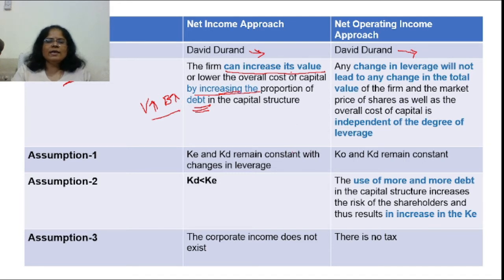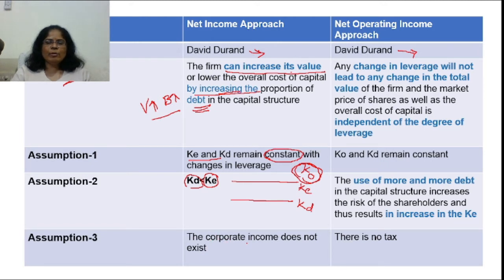Now let us see the assumptions of the NI approach. The first one is that KE and KD are constant. No change in KE and KD. Then what is going to change? Of course, KO, because we are increasing or decreasing the cost of capital. But your assumption is KE and KD remain constant. Now the related assumption is that KD is less than KE. Let us assume this is KE and this is KD. Then KO is going to differ based on the other assumptions. So let us see the third assumption of the net income approach.